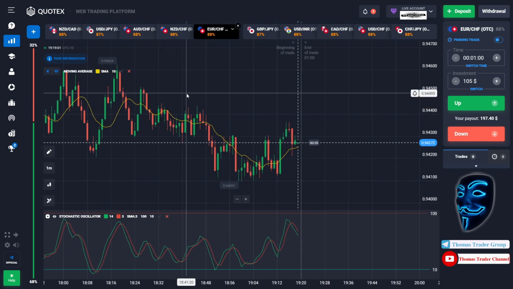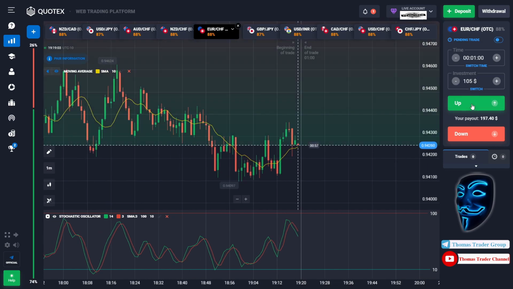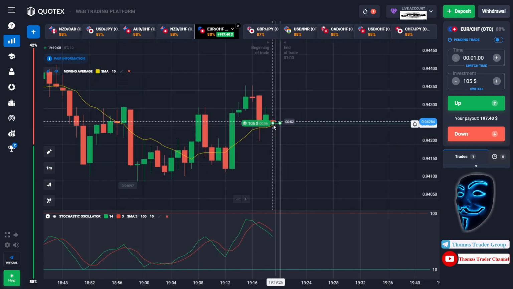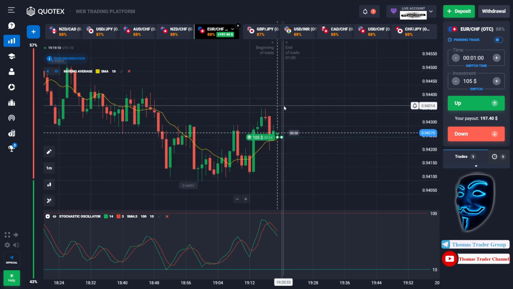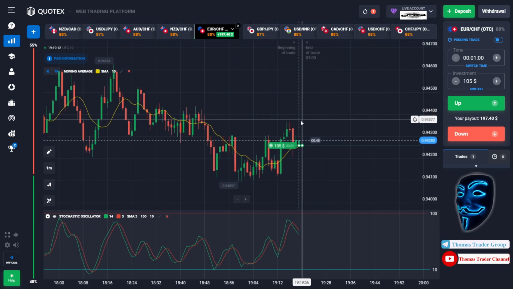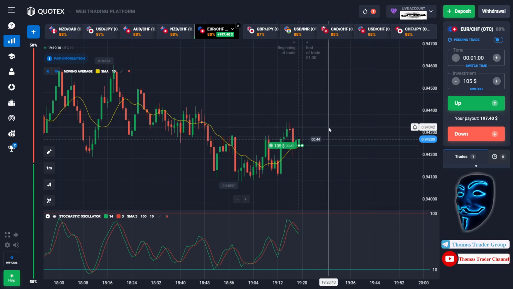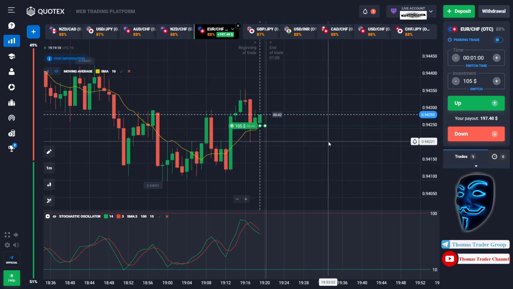But over here we still can open buy for 1 minute because I'm sure that the market will still make a rebound and it will continue the bullish trend. It will find the resistance area over here. Let's prove it and let's wait till the end of our trade.